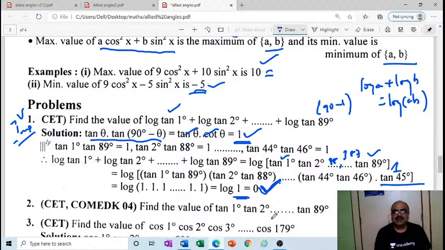Second sum you see, it is half of this sum. Tan 1, tan 2, up to tan 89 is given. You need to find the value. So combine tan 1 into tan 89, tan 2 into tan 88, tan 3 into tan 87. Go on combining. All values are going to be equal to 1. The answer for this is 1. Did you understand? Answer for this is 1.